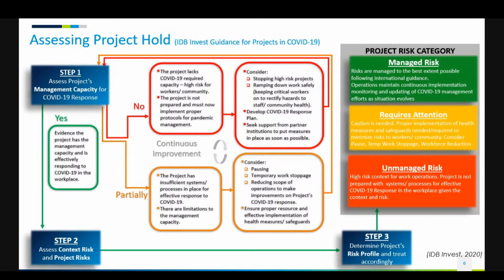Or you may have an unmanaged risk, which is a higher level of risk to the staff and to the community. It's a high-risk context. The project is not prepared, and your work systems and work processes are not effective at dealing with the COVID-19 response. This is a situation where you will want to put a complete stop to your project altogether, wait until conditions have improved, and you're better able to manage your project activities moving forward.